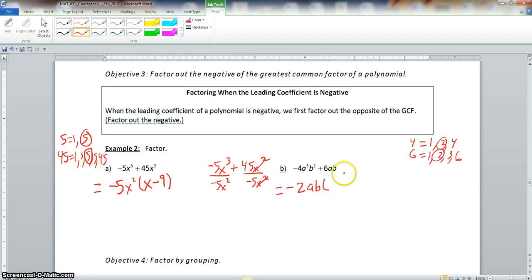Now we have our parenthesis. I'm going to put that last parenthesis after I write out the last number. So we had negative 4a cubed b squared plus 6ab. And we'll divide each term by negative 2ab.